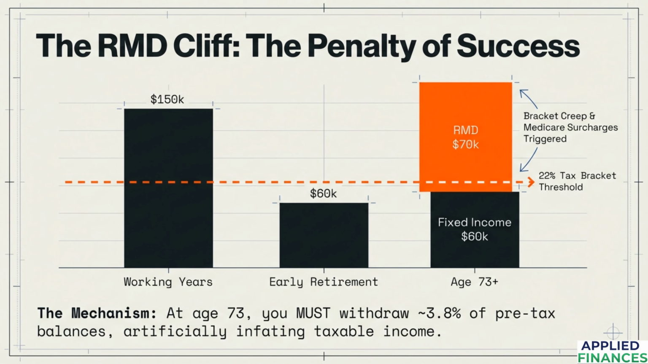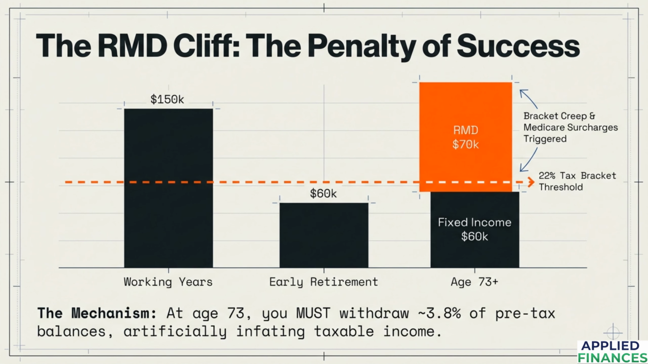You are essentially being forced to take money you might not need at a tax rate you did not plan for. This creates a massive conflict for those who have spent their entire lives successfully growing their traditional accounts. The RMD cliff is the ultimate reason why tax diversification is necessary. If all your wealth is tied up in pre-tax accounts, you lose control over your income levels in your later years. By planning for this cliff now, we can implement strategies that allow for more flexibility when you reach your 70s and 80s.